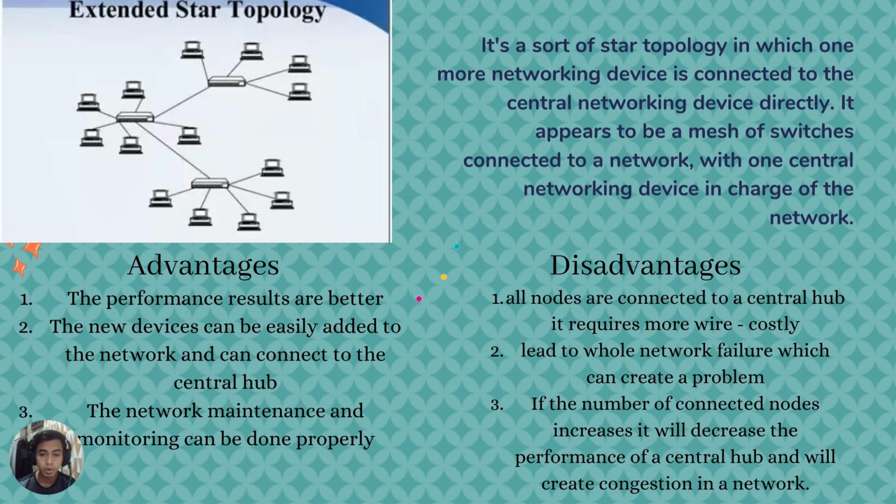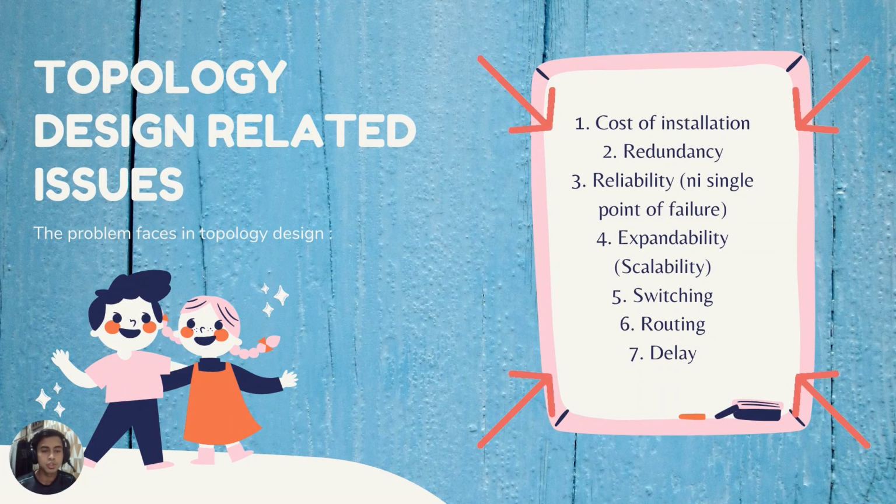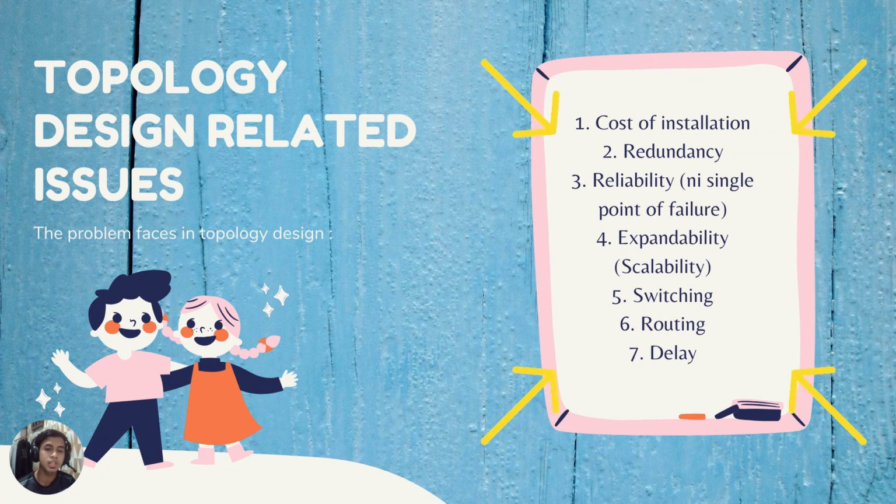Disadvantages for extended star topology: all nodes are connected to a central hub. It requires more wire, so it is very costly. Second, it leads to whole network failure, which can create a problem. And if the number of connected nodes increases, it will decrease the performance of the central hub and will create congestion in the network.